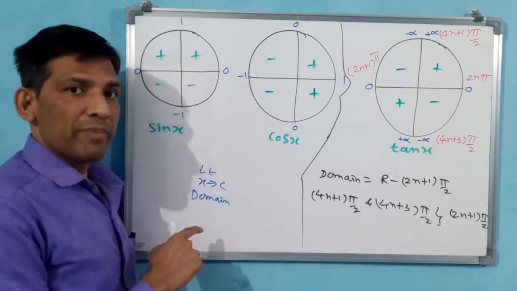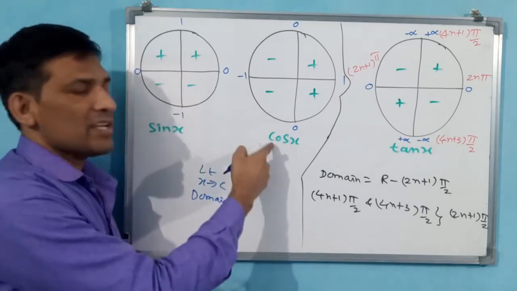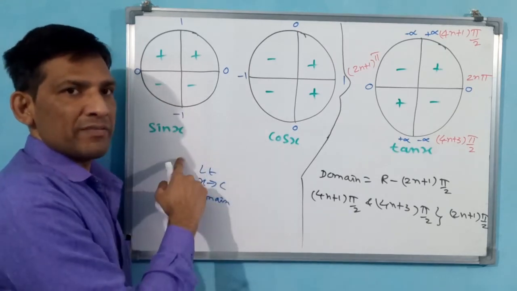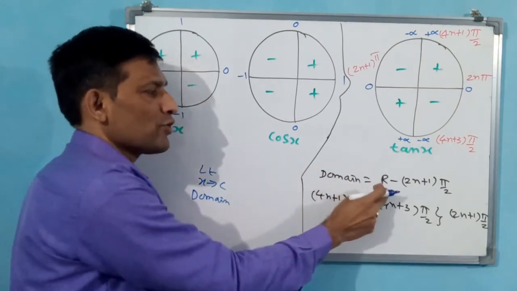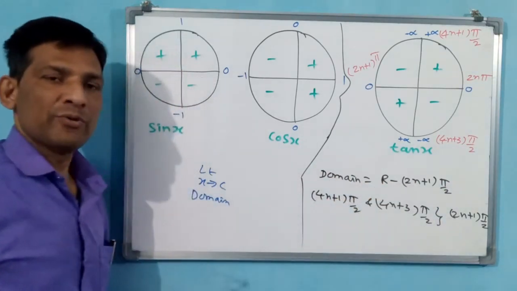Domain. The domain is very important. Here the domain is R, any real number. Minus infinity to plus infinity you can give. But here, clearly defined, the domain you should give is R minus (2n plus 1) pi by 2.